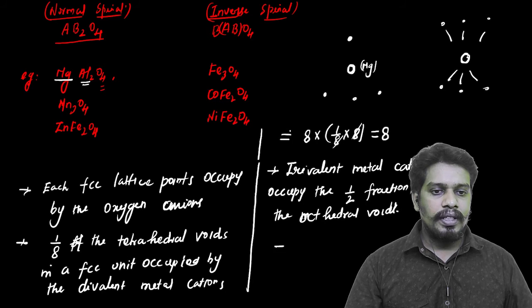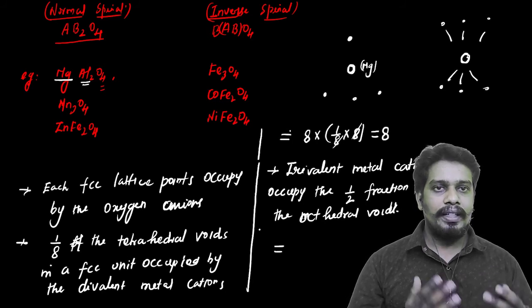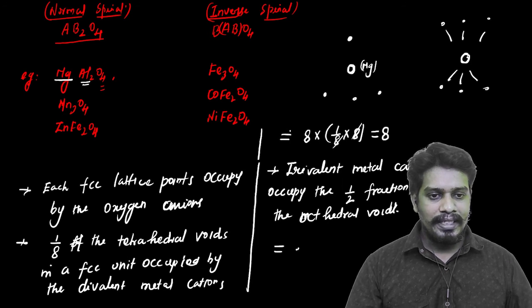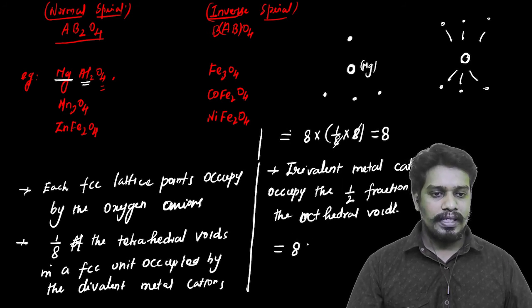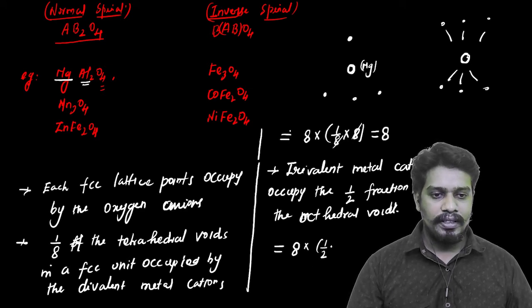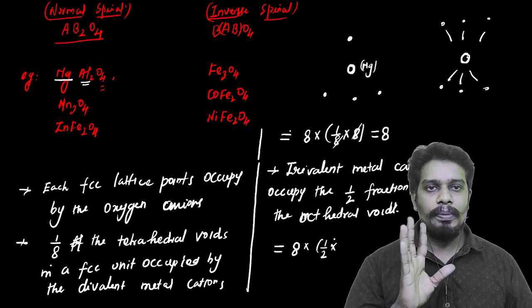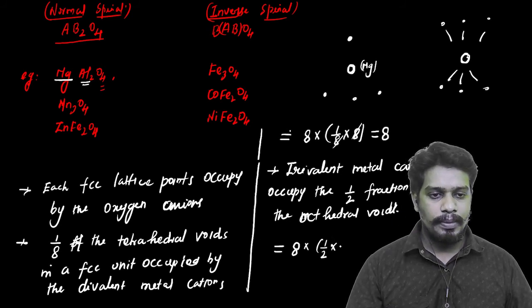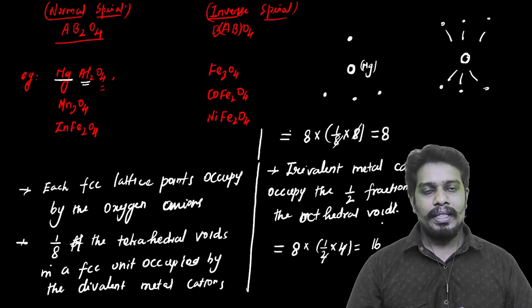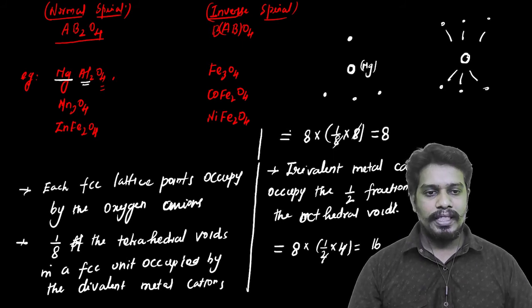So how many trivalent metal ions are there per spinel structure? There are 8 FCC per spinel structure. What fraction will it occupy? In each unit cell, 1 by 2 fraction. How many voids will there be? 4 voids. If you simplify, it gives 16 trivalent metal cations per spinel structure.